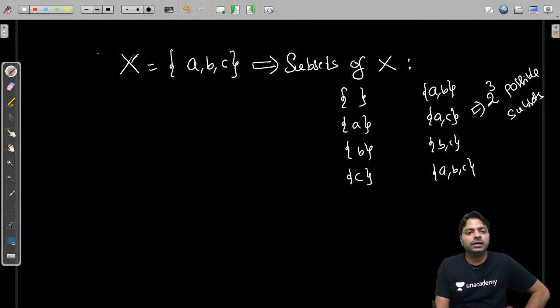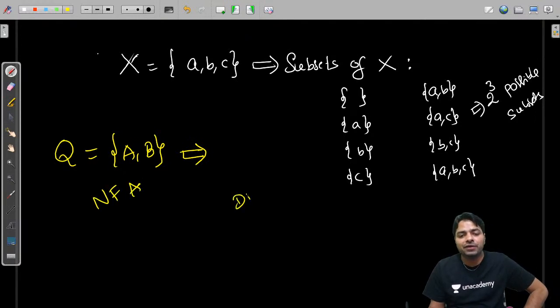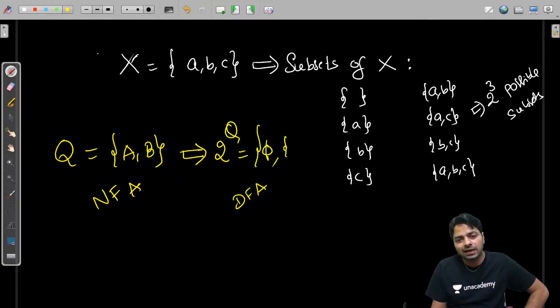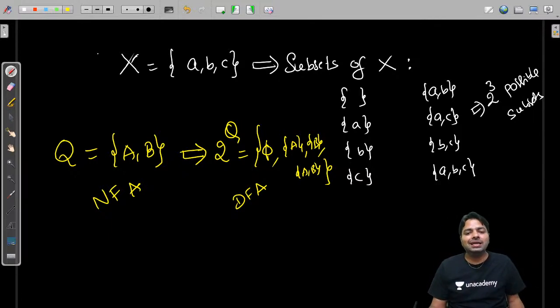So what we do in the subset construction: if our Q is {A, B}, there are 2 states. This is the NFA for us. We will build a DFA with a maximum of 2 power |Q| states. Like you have phi, that is the empty set, and you will have {A}, and {B}, and {A, B}. So we have 4 possible states. Here each one is called a state. 4 states possible here, maximum.